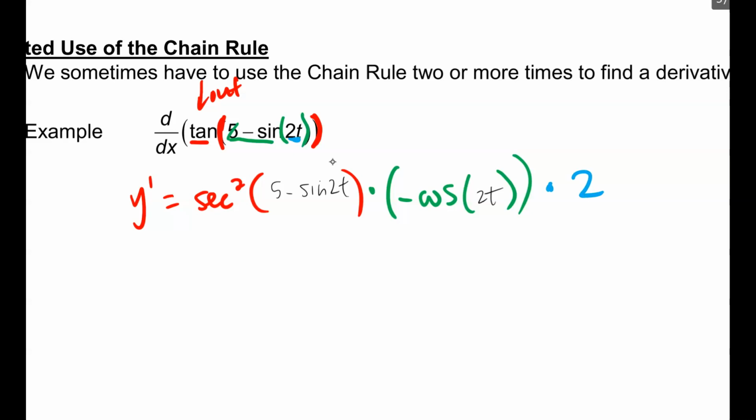All right, so we had 3 layers to this onion. We had the tangent function, and inside that we had 5 minus a sine, and inside sine we had 2t. So putting this all together, y prime is going to be negative 2. I like writing it in terms of least exponent to greatest, so negative 2 cosine of 2t times secant squared of 5 minus sine of 2t.